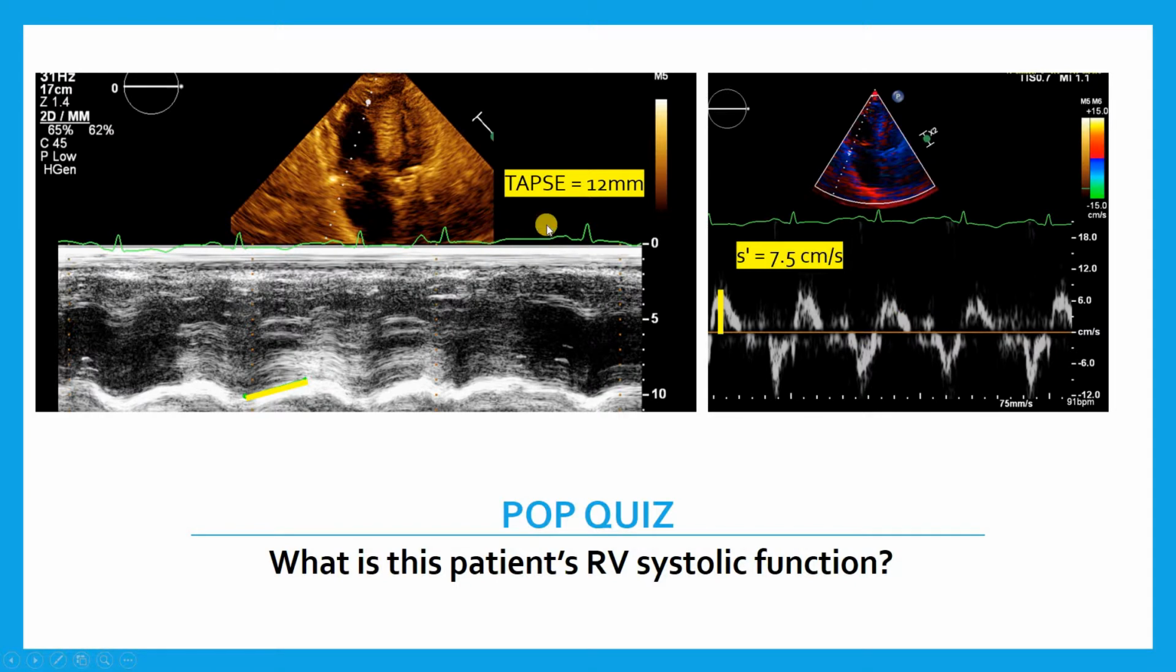Yeah, if you're paying attention at all, TAPSE under 13, clearly depressed. S prime velocity in the single digits, clearly depressed. RV systolic function is going to be clearly depressed in this situation.